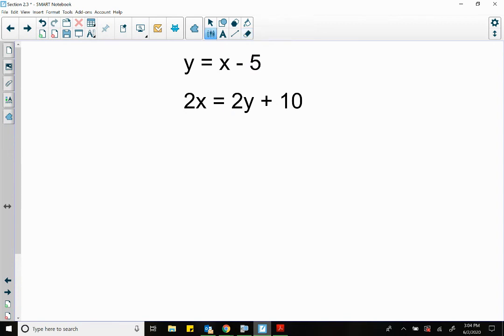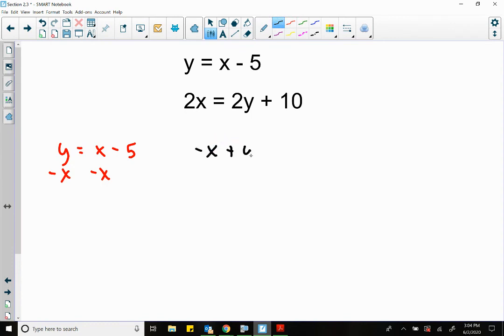All right. So in order for this to work for elimination, I've got to make sure they're in standard form, which means X and Y need to be on the same side. So the first thing you're going to have to do is take this equation and move X. So we're going to subtract X. And that's going to give us this equation to work with. Negative X plus Y equal to negative 5.